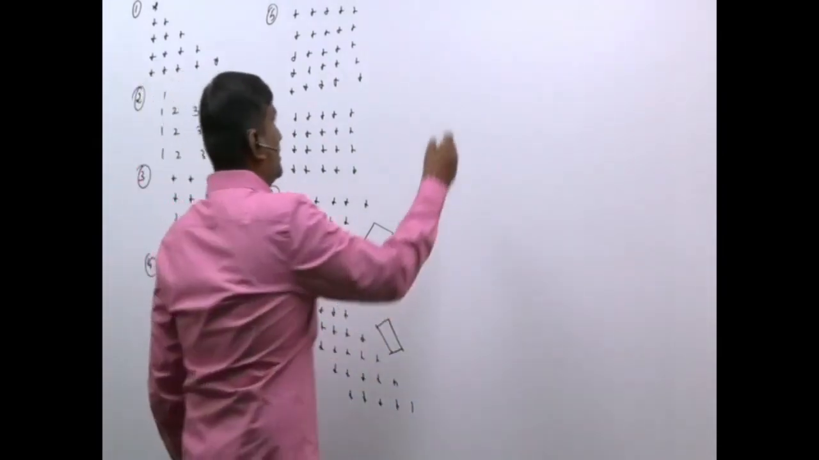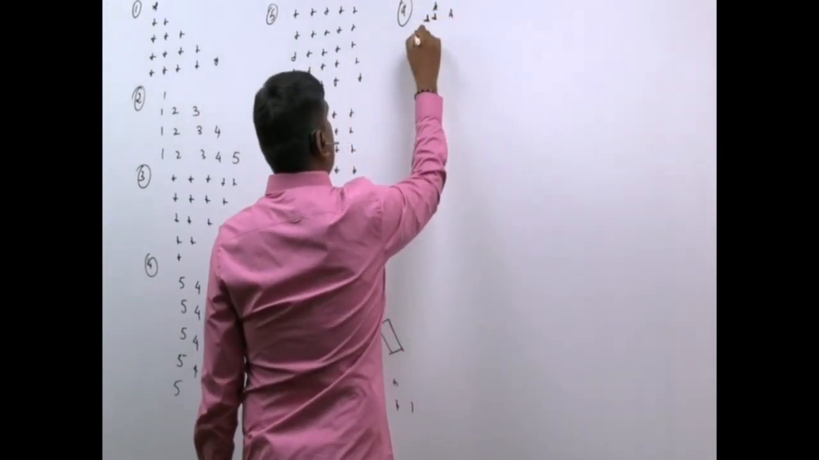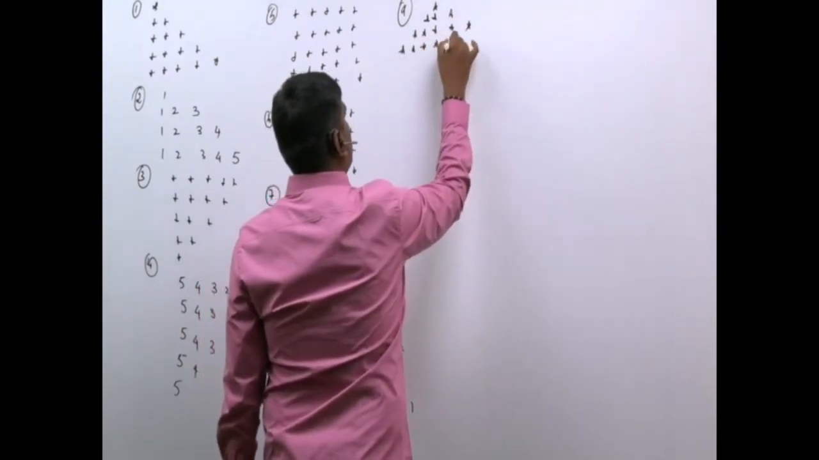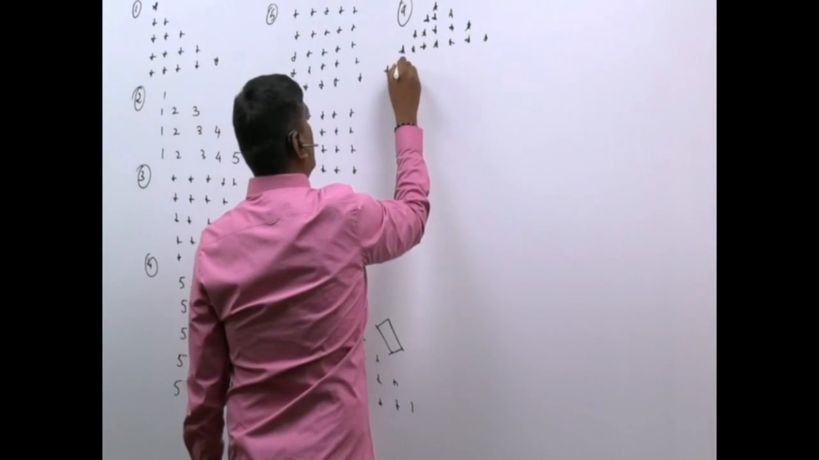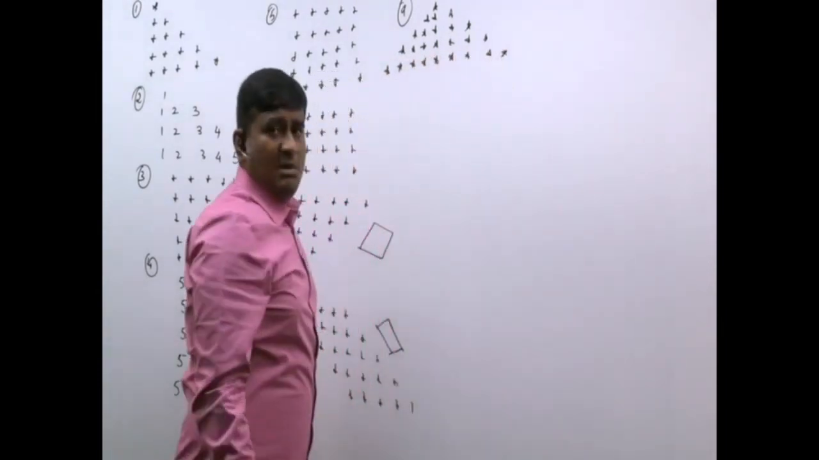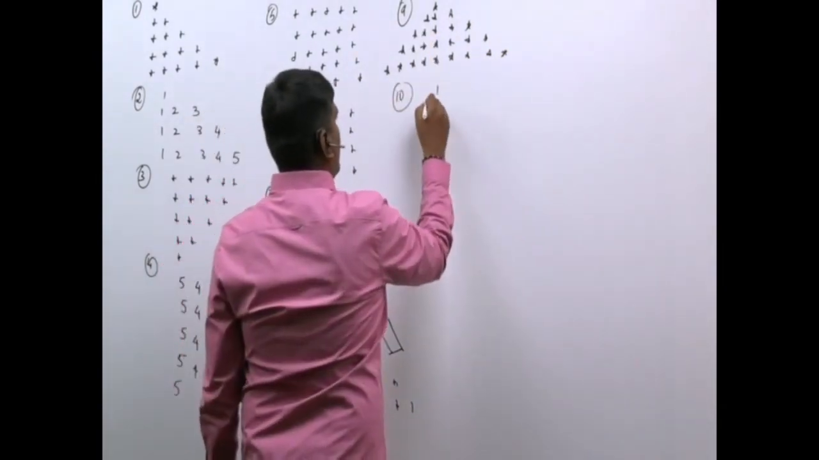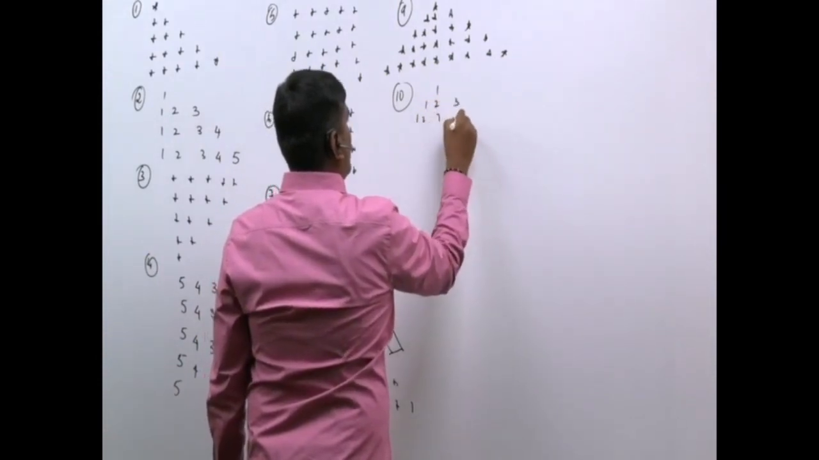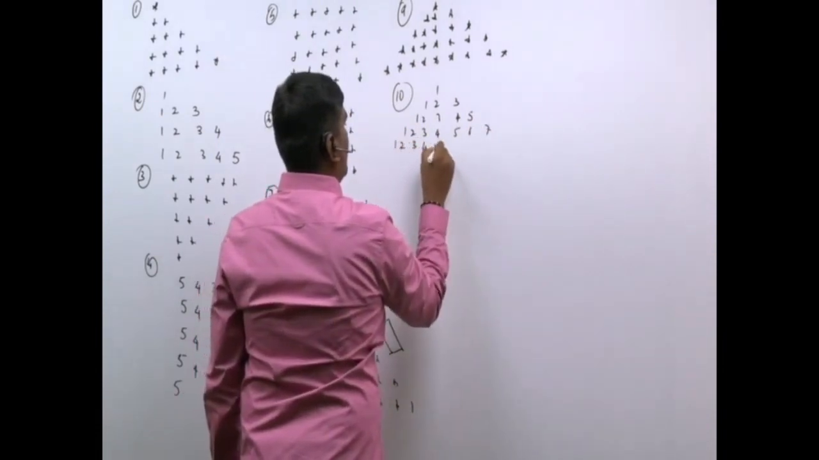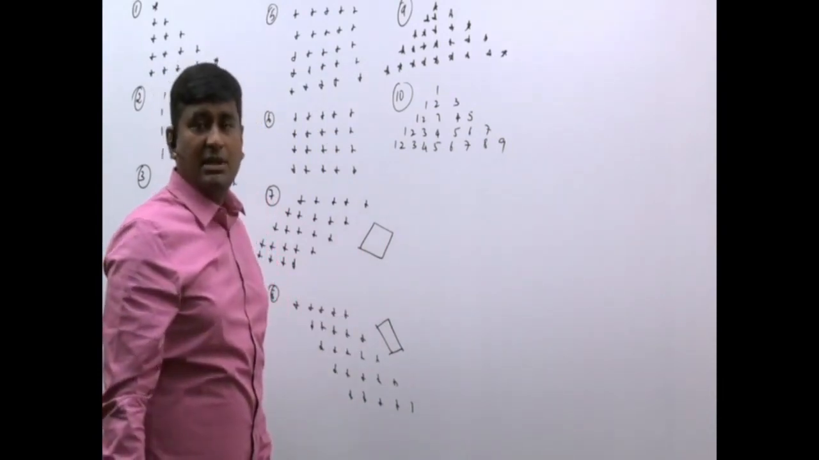Not only that, they may also ask to display an equilateral triangle pattern, a frequently asked program, like this. Maybe one of the interviewers may say, no, I don't want stars, I want numbers like this: 1, 1 2 3, 1 2 3 4 5, 1 2 3 4 5 6 7, 1 2 3 4 5 6 7 8 9, like this. Like that also they will ask the question.